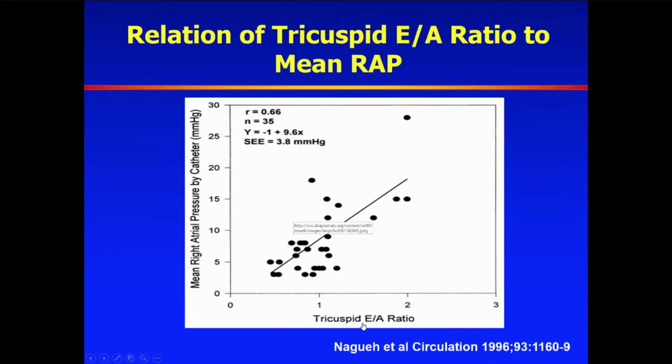This is the correlation of tricuspid E to A ratio with mean right atrial pressure, a direct relation, but again, a standard error of estimate of 3.8, and you can see quite a range of values still corresponding to a pressure barely more than 10.